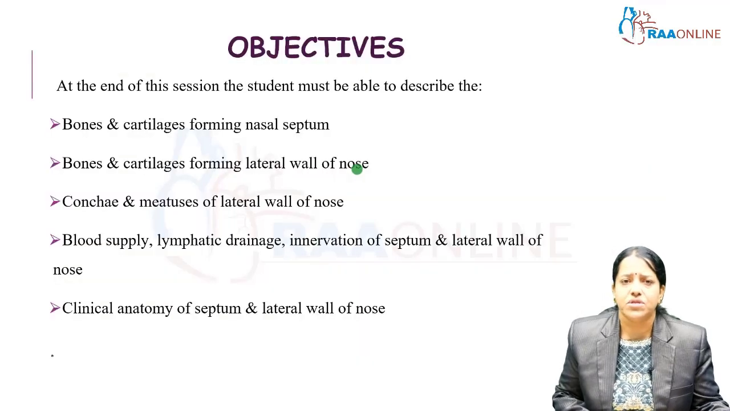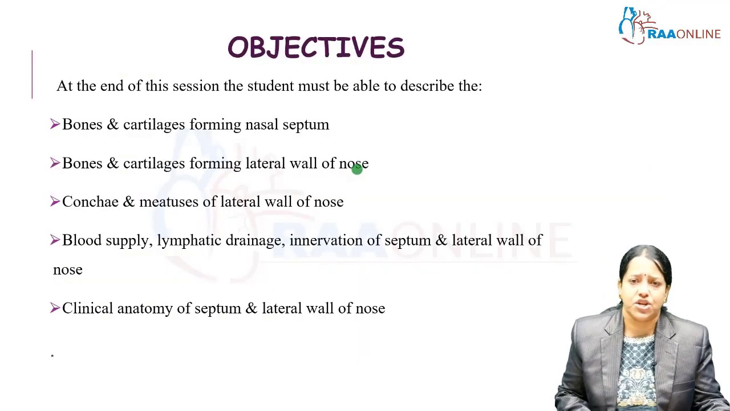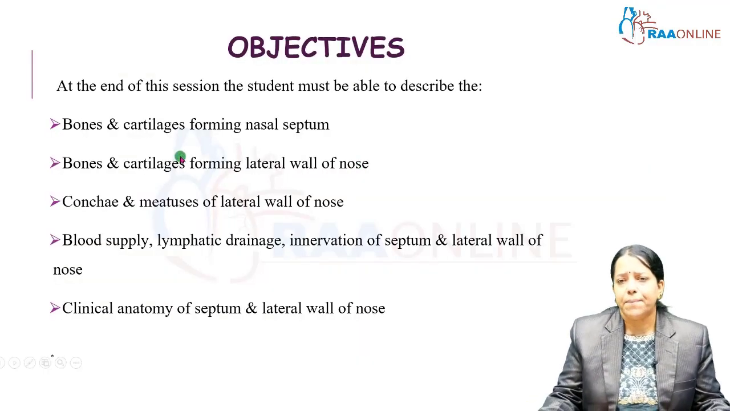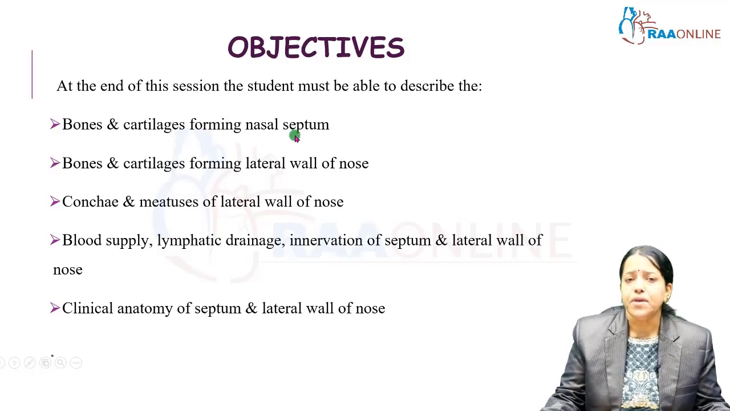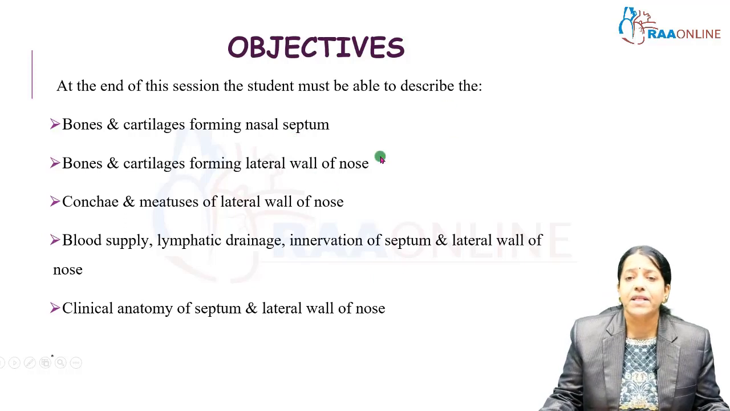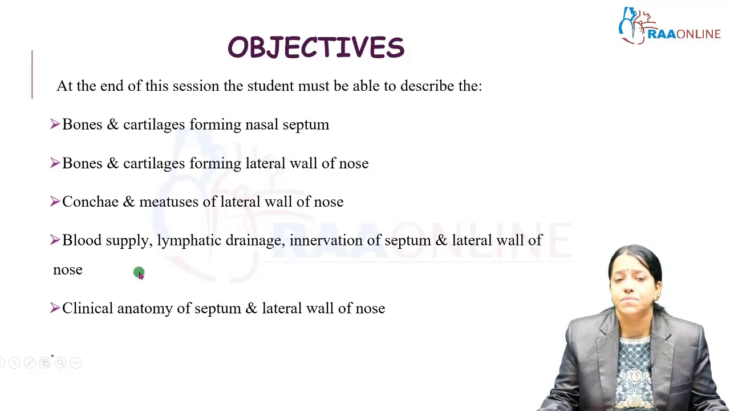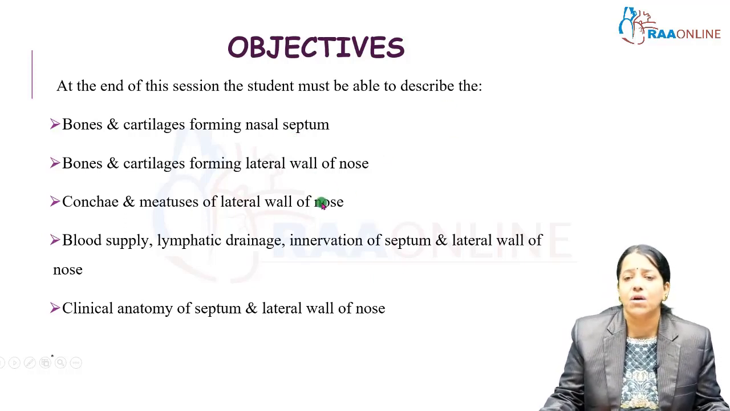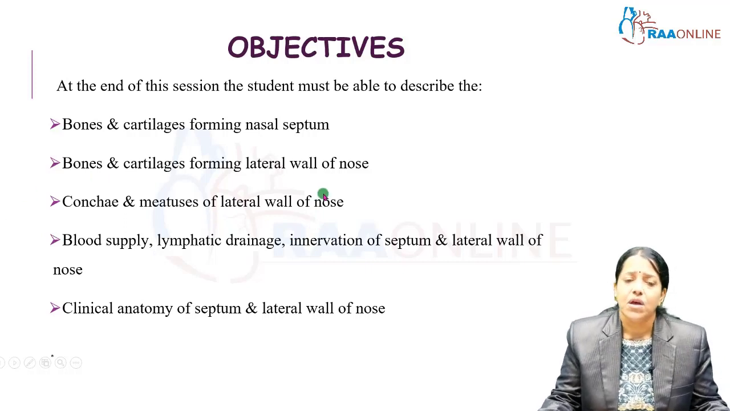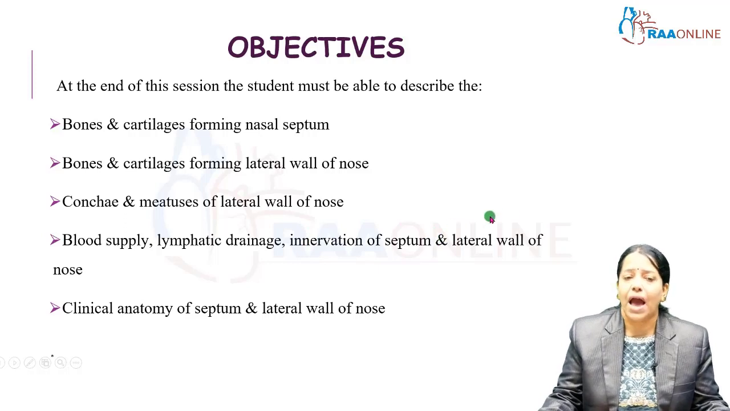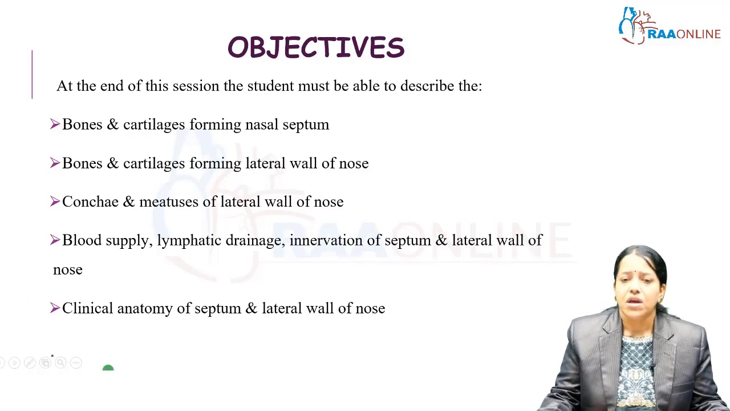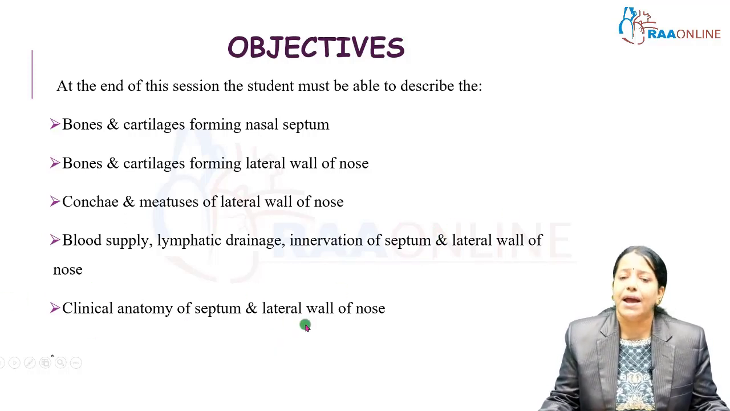Let's start with the objectives of this session. Students should be able to describe the bones and cartilages forming the nasal septum, the bones and cartilages forming the lateral wall of the nose, the turbinates, conchae and meatuses of the lateral wall of the nose, the blood supply, the lymphatic drainage, the innervation of the septum and lateral wall of the nose, and the clinical anatomy of the septum and lateral wall.